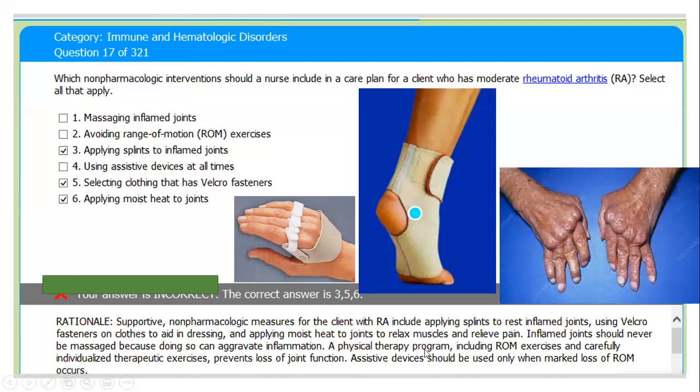The physical therapy program includes range of motion exercise or carefully individualized therapeutic exercise to prevent loss of joint function. Assistive devices should be used only when there is marked loss of range of motion. So that is very basic about rheumatoid arthritis.